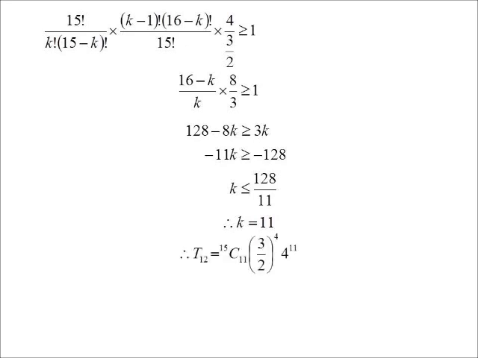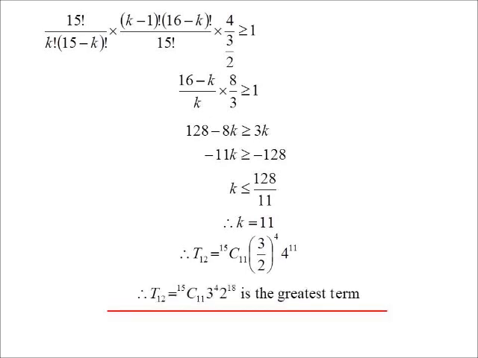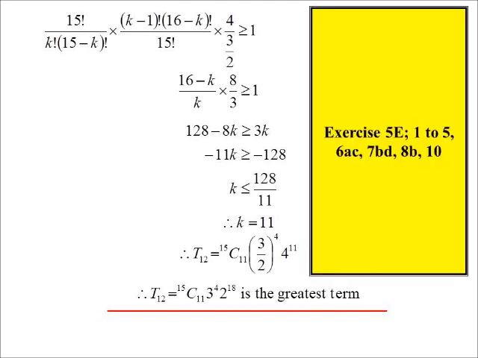So substituting back in, term 12 would be the biggest. 15c11, 3 on 2 to the power of 4, 4 to the power of 11. Again, I would normally leave this unsimplified. However, there is some simplifying that I will do because 4 can be rewritten as 2 squared. So I can tidy that up a little bit. If I make 4 2 squared, instead of 4 to the power of 11, it'll be 2 to the power of 22, which will cancel with the 2 to the power of 4, leaving me with 2 to the power of 18. That's a little bit neater than having that fraction there.